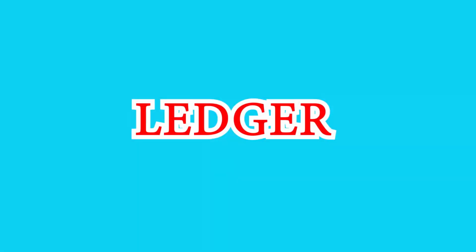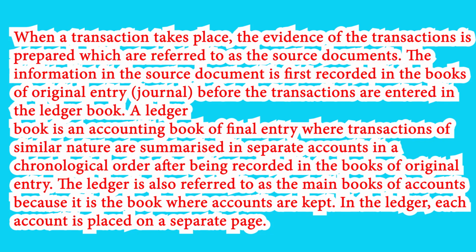Let us now look at the ledger. When a transaction takes place, the evidence of the transaction is prepared, which are referred to as the source documents. The information in the source document is first recorded in the books of original entry or journal before the transactions are recorded in the ledger book. A ledger book is an accounting book of final entry where transactions of similar nature are summarized in separate accounts in order of dates after being recorded in books of original entry.